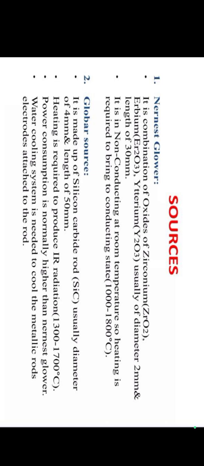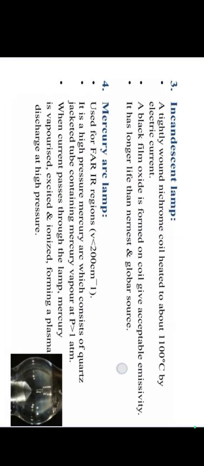Second one, the Globar source. It is made up of a silicon carbide rod, usually of diameter 4 mm and length 50 mm. This source also needs heating, because heating is required to produce the IR radiation. Power consumption is normally higher than the Nernst glower. A water cooling system is needed to cool the metallic electrodes attached to the rod.